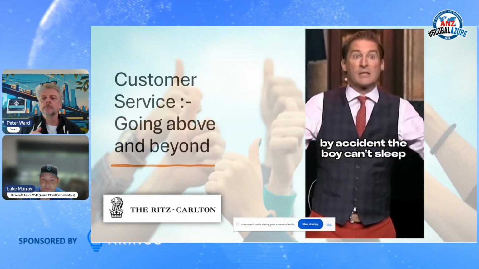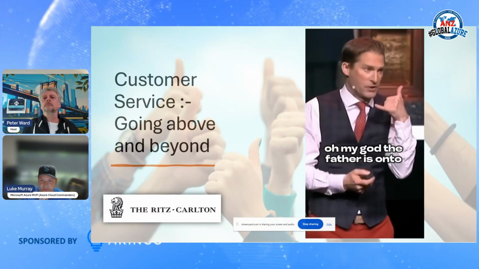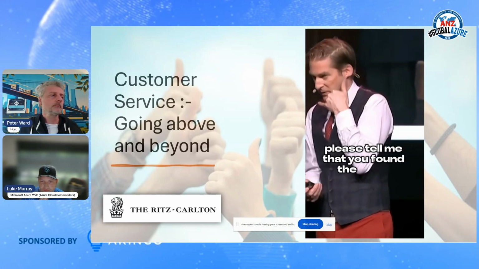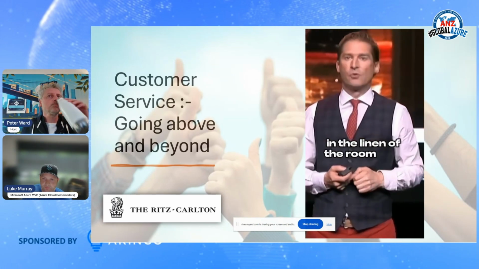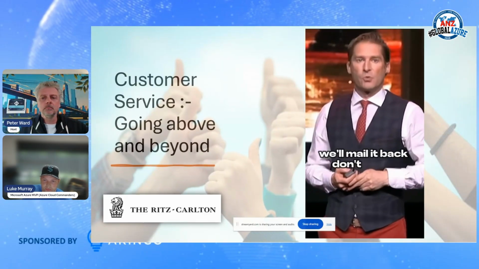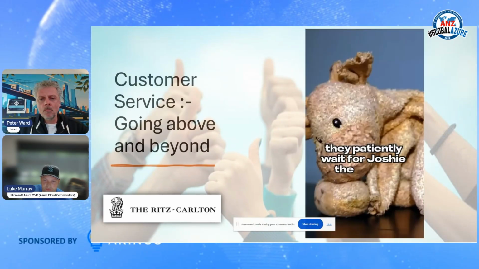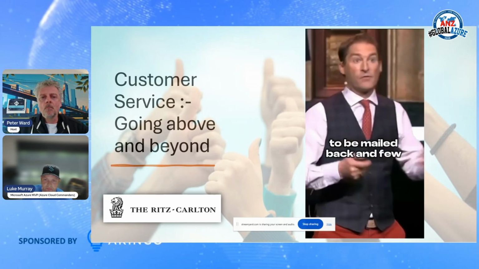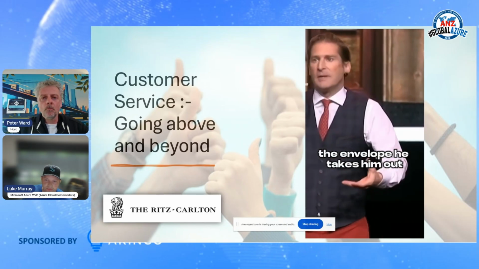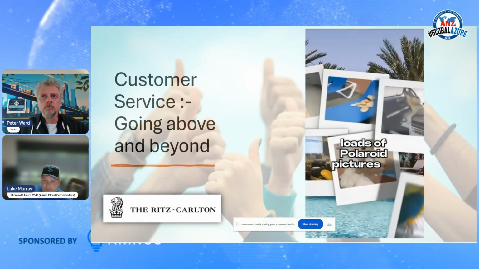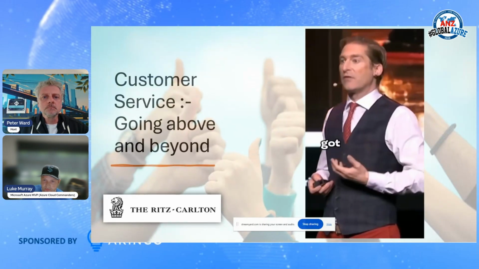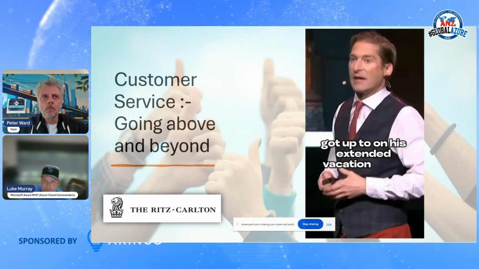The boy leaves his teddy behind in the hotel by accident. The boy can't sleep without the teddy. Oh my God, the father's onto the hotel. "Please tell me that you found the teddy." "Yes, sir, we found the teddy. He was all wrapped up in the linen of the room. We'll get it posted back to you. We'll mail it back. Don't worry." Wait patiently for Joshy the giraffe to be mailed back. A few days later, it arrives. He takes the envelope out, and not only does Joshy the giraffe come out, but loads of Polaroid pictures of what Joshy the giraffe got up to on his extended vacation at the Ritz.